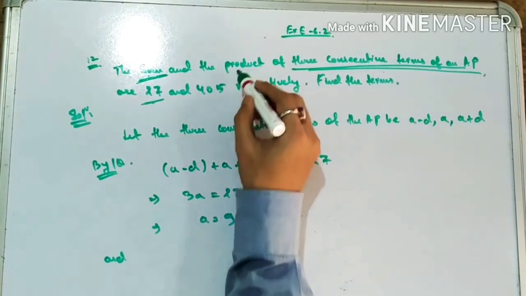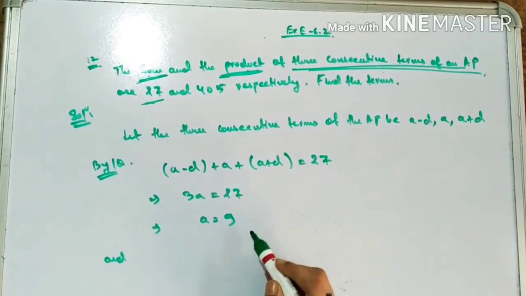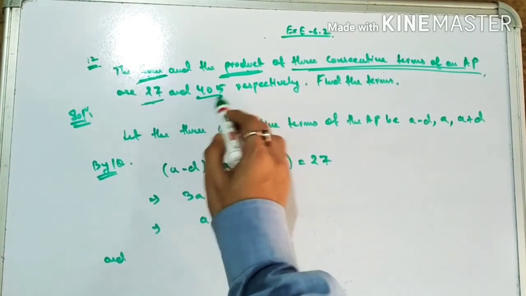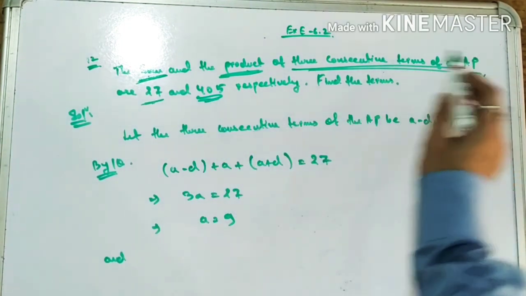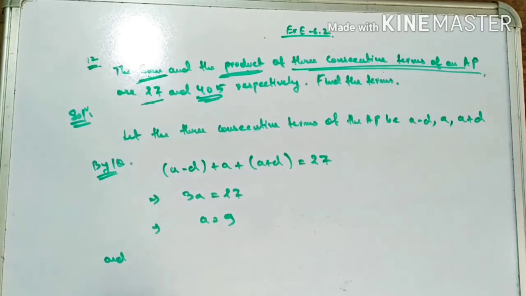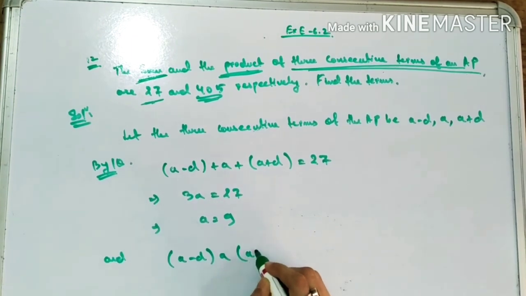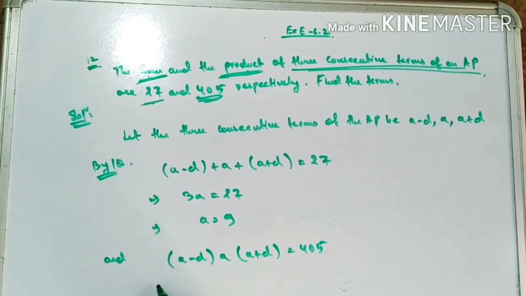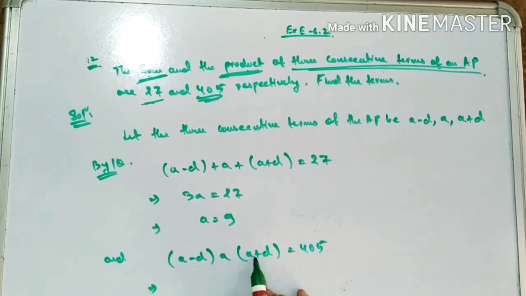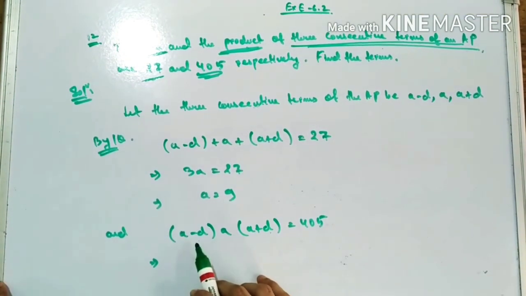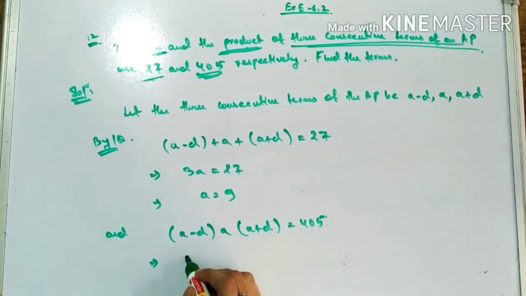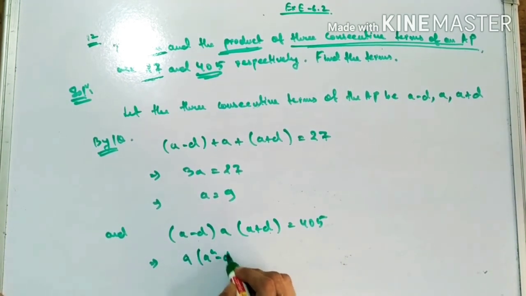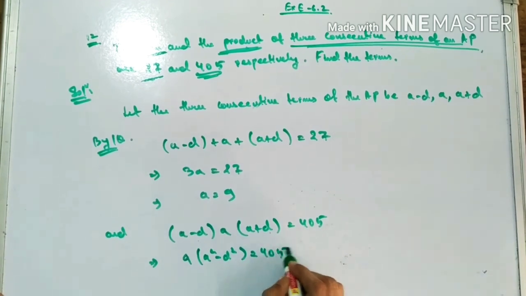And another thing is given, the product of three consecutive terms of the AP is given as 405. So next I will write A minus D into A into A plus D is equals to 405. Now this is A minus D into A plus D, the A plus B into A minus B formula. What is the formula? It is A into A square minus D square is equals to 405.